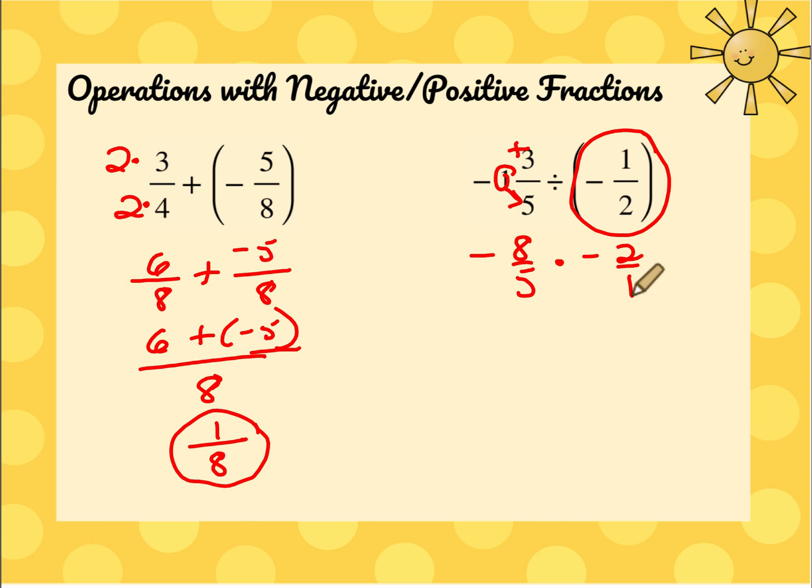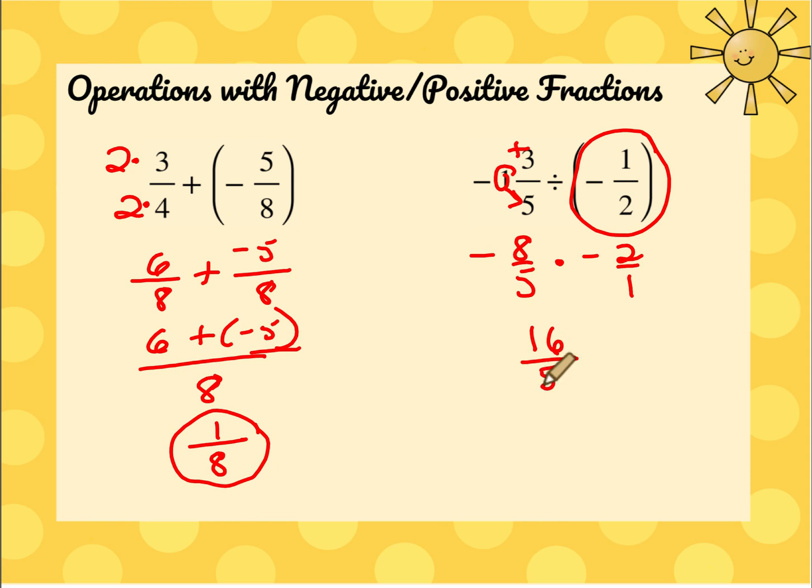And now we go ahead and remember that we multiply numerator times numerator, denominator times denominator. And we follow our integer rules for multiplication, which says when we're multiplying two numbers, if they both have the same sign, we make it a positive. If they have different signs, it stays negative. So negative times negative makes it a positive. 8 times 2 is 16. 5 times 1 is 5.